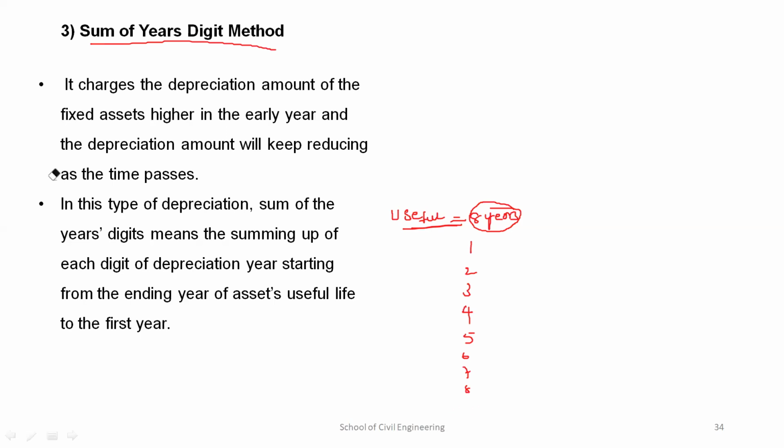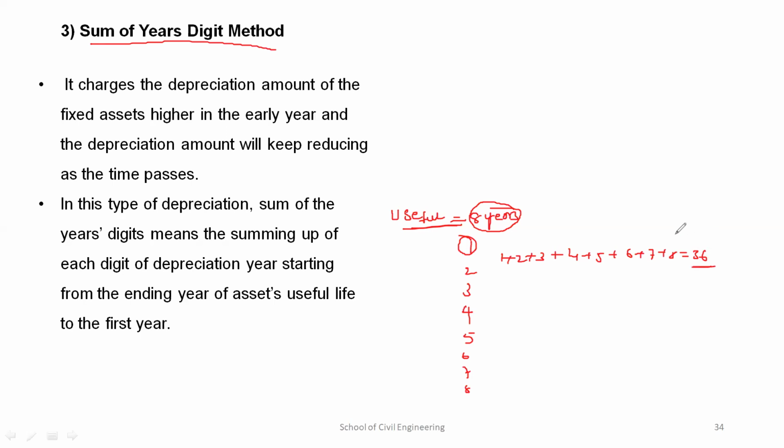Right. We are summing these year digits. Means 1 plus 2 plus 3 plus 4 plus 5 plus 6 plus 7 plus 8, up to 8 years. Okay. So the total is 36. This is nothing but sum of years digit.